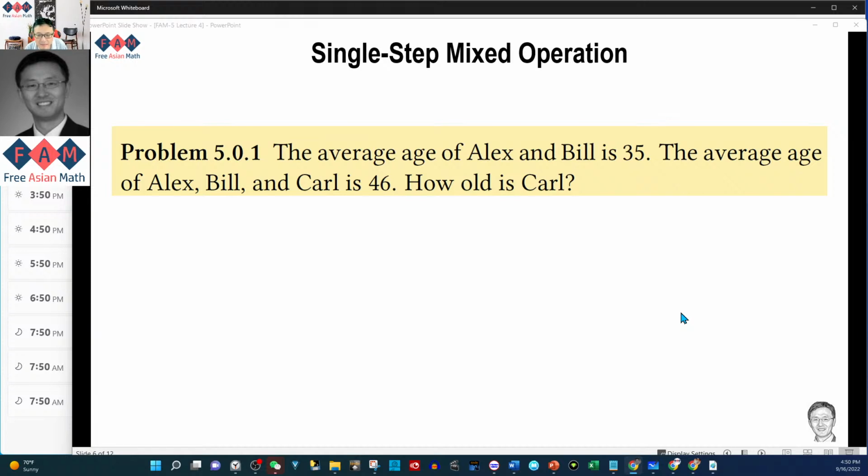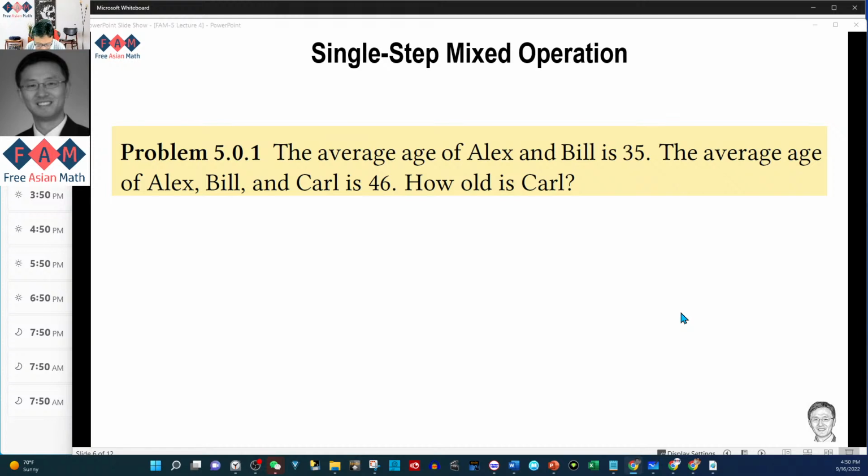This is a very common word problem. So we want to see how we can get Carl, right? You have to first examine each statement carefully to see what kind of relationship you can find. How can we find out Carl? Because the first statement does not even involve Carl, certainly we cannot do anything about it by itself. The only information available about Carl is the second statement, and that is that the average age of the three guys, Alex, Bill, and Carl, is 46.